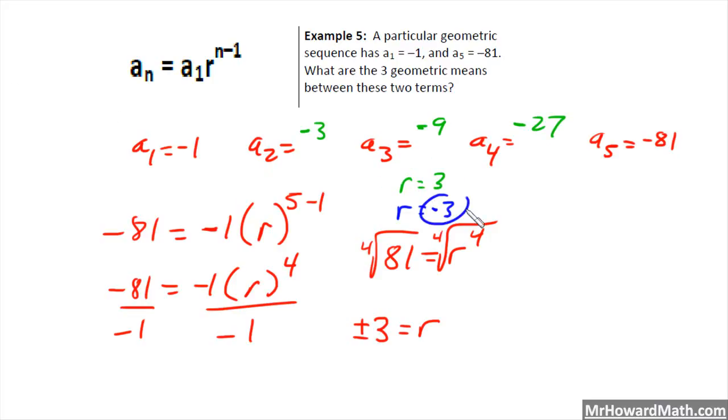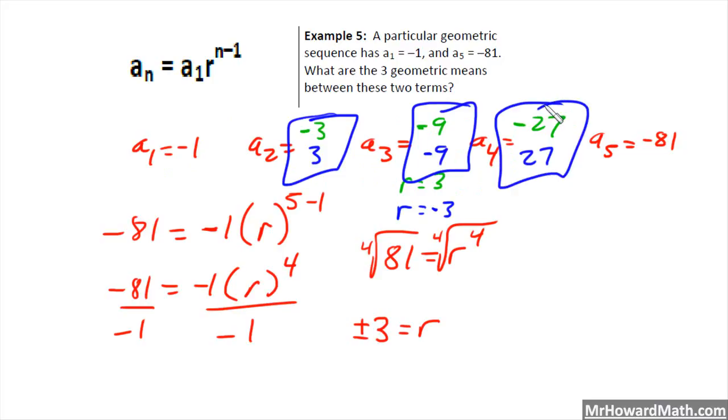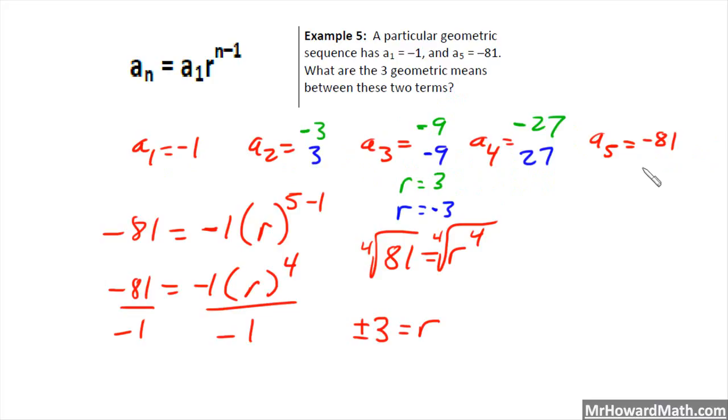Now we have to do the same thing with r being negative 3. So negative 3 times negative 1, positive 3, times negative 3, negative 9, times negative 3, positive 27, times negative 3 would give us negative 81. So we are alternating positive, negative, positive, negative, positive with that one. But the original, with r value of 3, they're all negative. So we have two sets of answers here in each case because we have a plus or minus value for our common ratio. So that is it for this lesson, and that is it for this video.